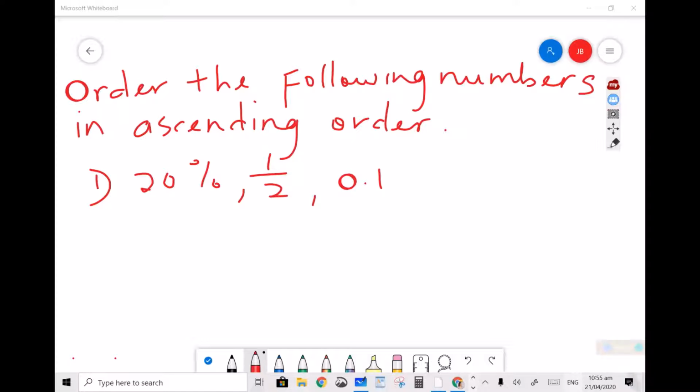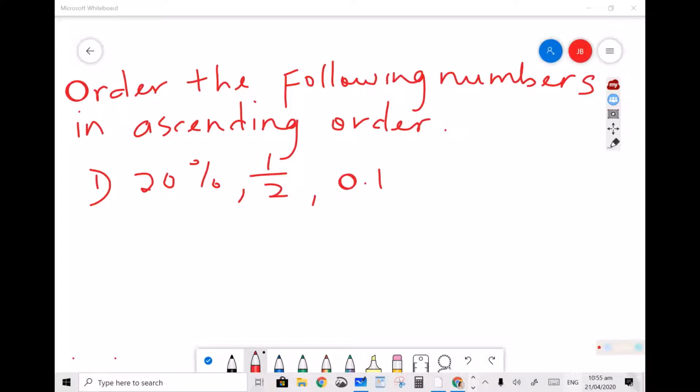So therefore, for every number that is in this row, we must be able to know what is the fraction, the common fraction for it, the percentage for it, or the decimal for it. So you can choose whichever means you feel you need to in order to order your numbers. So we will look at 3 different ways that we can figure out how to order our numbers.